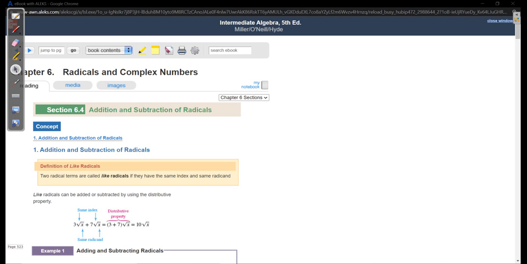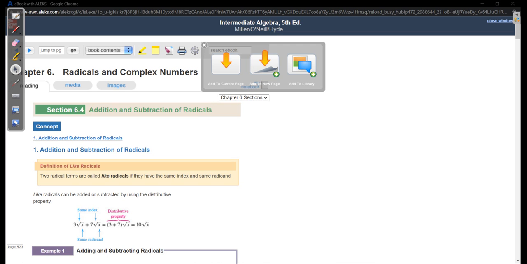Right, today we're talking about Chapter 6, Section 4, and if you thought 6.3 was short, 6.4, well, there's fewer examples anyways. We'll see if it's shorter. We're talking about adding and subtracting radicals.